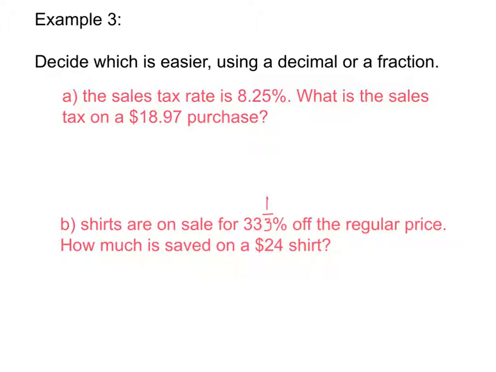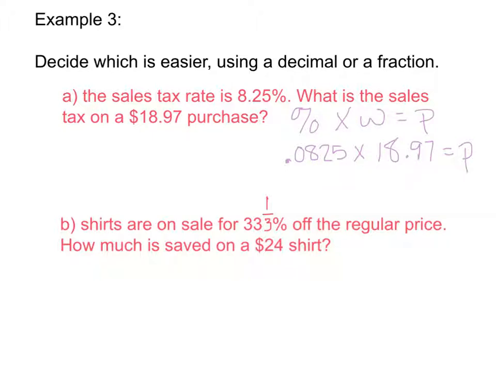A says the sales tax rate is 8.25%. What is the sales tax on an $18.97 purchase? Remember our percent formula. Percent of the whole is a part. Now, if we had to convert 8.25 all into a fraction, it gets a little complicated. So therefore, just divide by 100, and to make our percent into a decimal, it'd be 0.0825 times the whole, which would be $18.97, is equal to the part that we're looking for. So in this case, it just is a lot easier if we use a decimal.